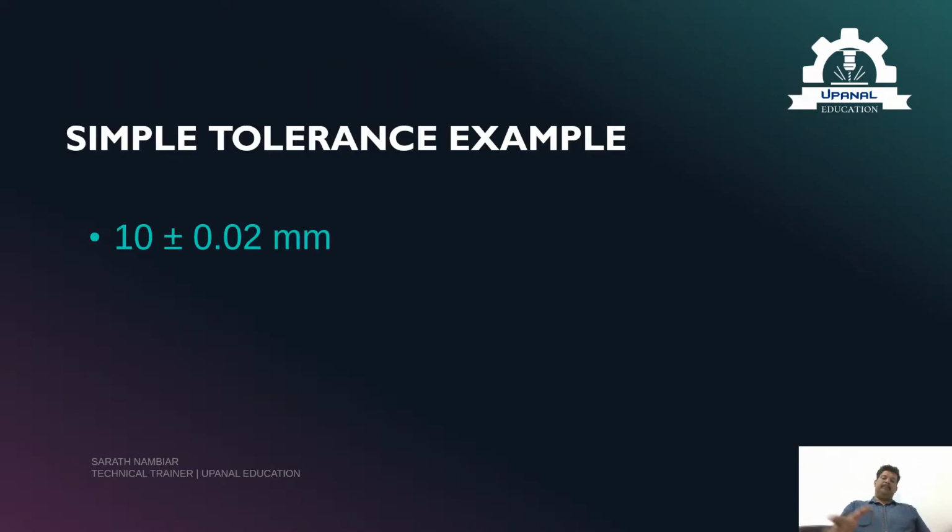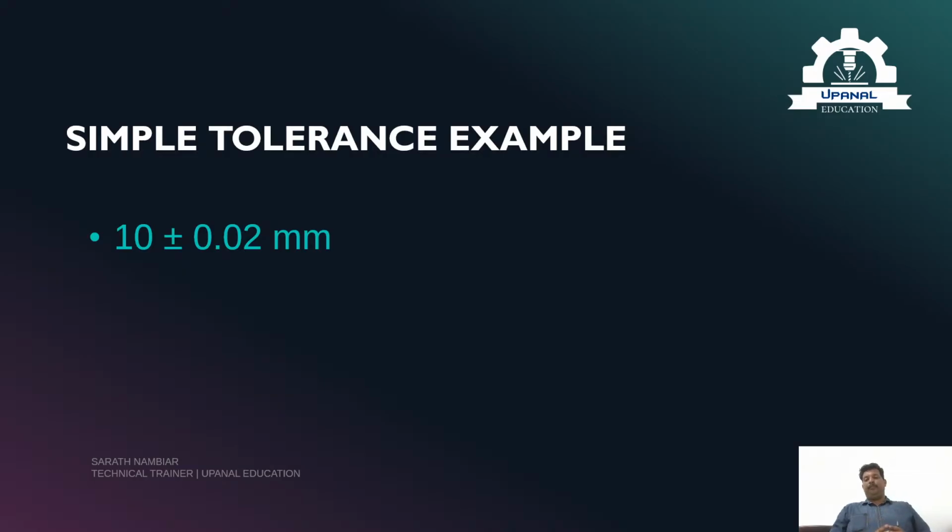Let's take a simple example. Suppose the size written in the drawing is 10 plus or minus 0.02. What does this mean? The basic size, that is the main size, should be 10 mm. And allowed variation is plus or minus 0.02. That means the minimum size which should be maintained is 10 minus 0.02, which is 9.98 mm. And the maximum size that is acceptable is 10 plus 0.02, that is 10.02.